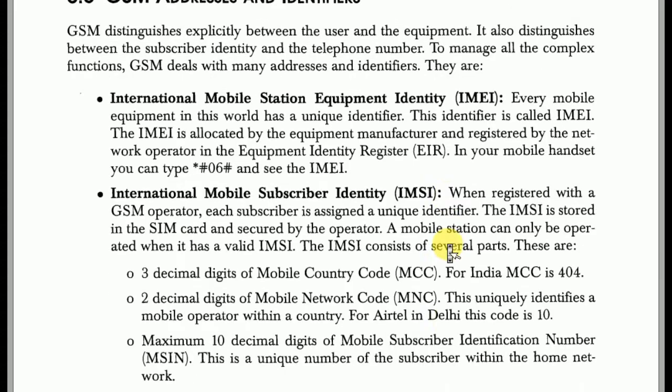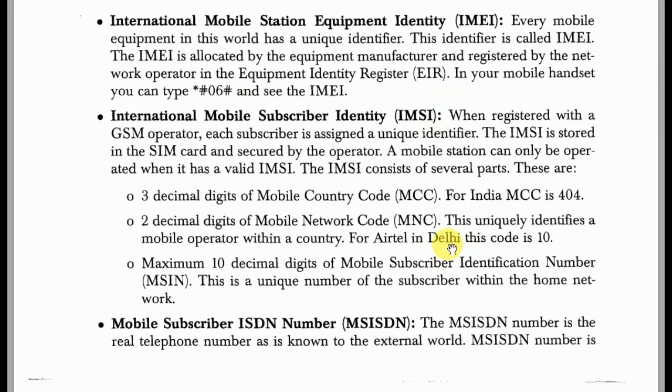Then the next one is International Mobile Subscriber Identity, that is IMSI. When registered with a GSM operator, each subscriber is assigned a unique identifier. The IMSI is stored in the SIM card and secured by the operator. A mobile station can only be operated when it has a valid IMSI. The IMSI consists of several parts.